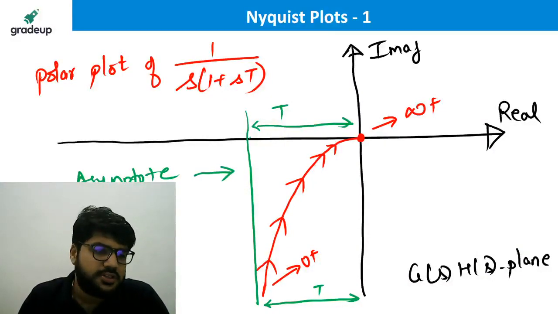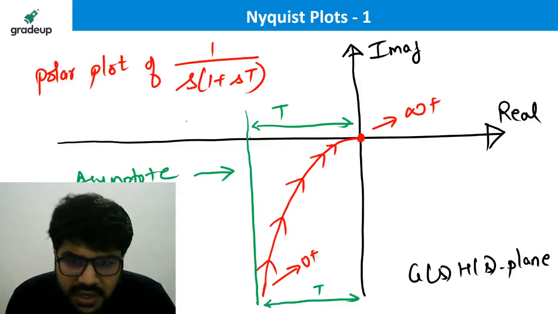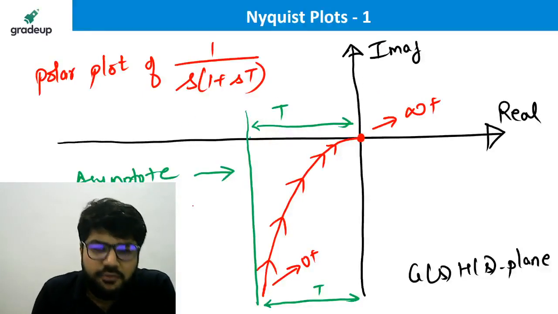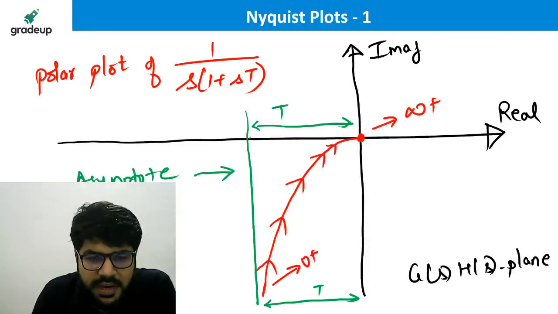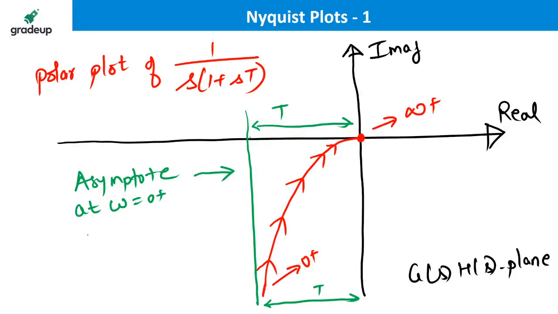This plot also has an asymptote at omega equal to 0+, and what is that asymptote? It is parallel to the y-axis. If you want to give a name to this asymptote, it is a line parallel to the y-axis, and a line parallel to the y-axis has the equation x equal to constant, and the value of that constant is minus T. So x equal to minus T can be the name given to this asymptote.